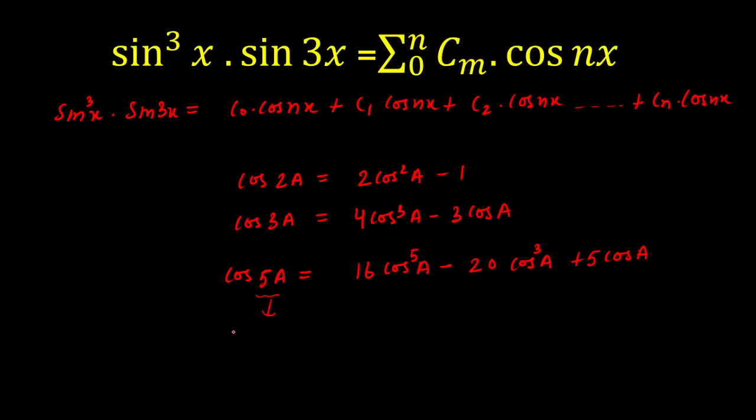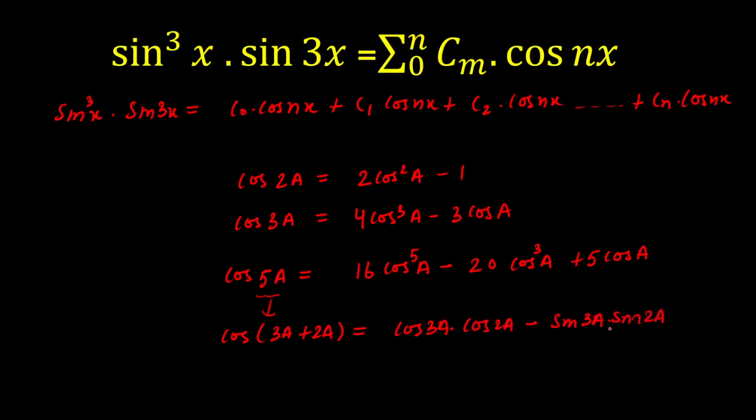There is a very simple explanation for this. I can break the angle as 3a plus 2a, and I can apply the formula of cos of a plus b. The formula of cos of a plus b is cos a cos b minus sin a into sin b.